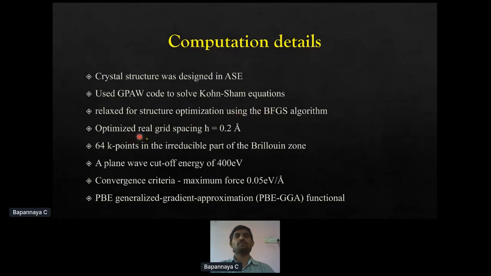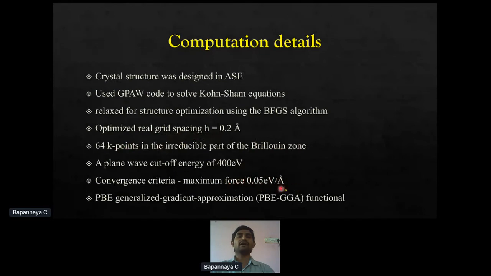We have used an optimized real grid spacing of 0.2 angstroms. It is the beauty of this GPAW code that it uses real space to represent the wave functions. And we used 64 k-points in the irreducible part of the Brillouin zone, or we can say that the Brillouin zone was sampled so that we have 64 k-points, and a cutoff energy of 400 electron volts was used as a part of the calculations.